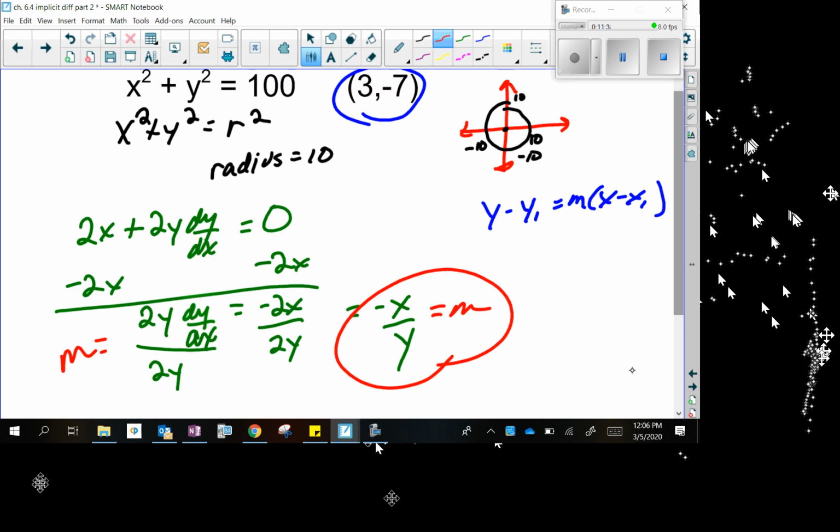So we can plug in 3 and negative 7. Don't forget, this is negative x. So it's going to be negative 3 over negative 7. So our slope becomes positive 3 over 7. Make sense?